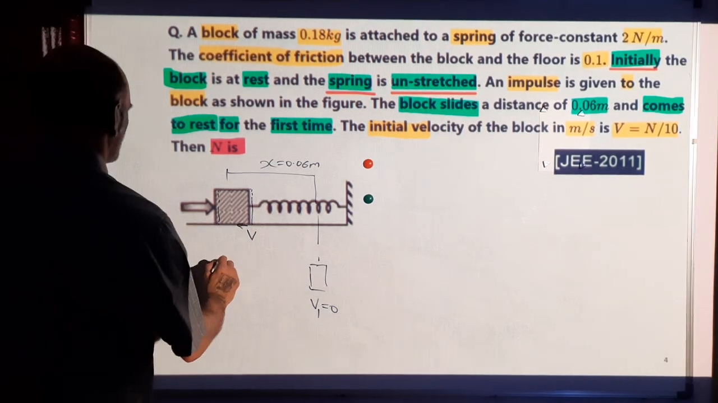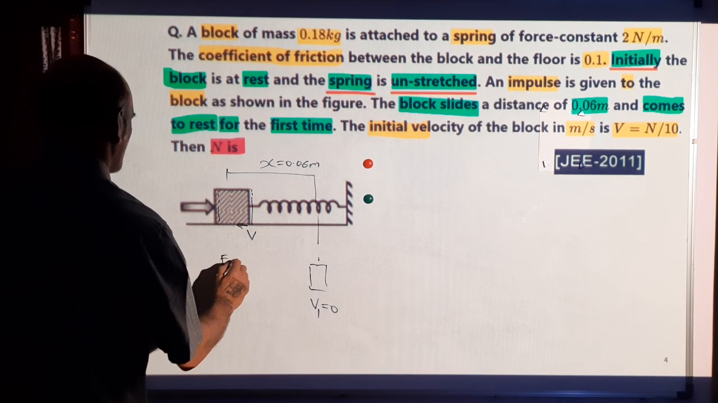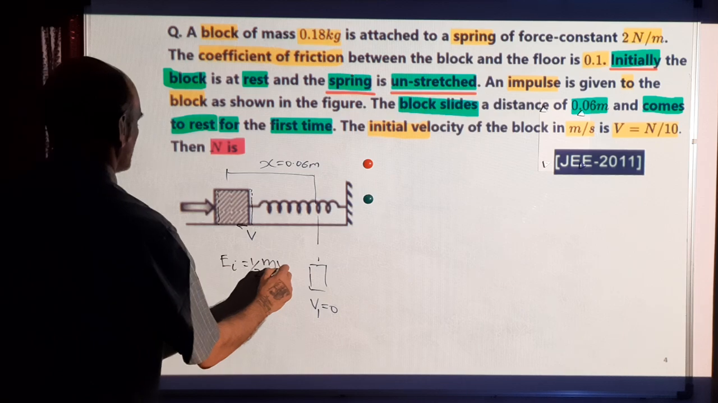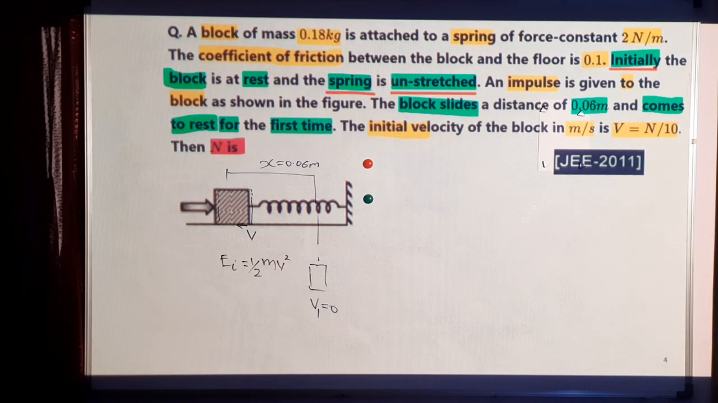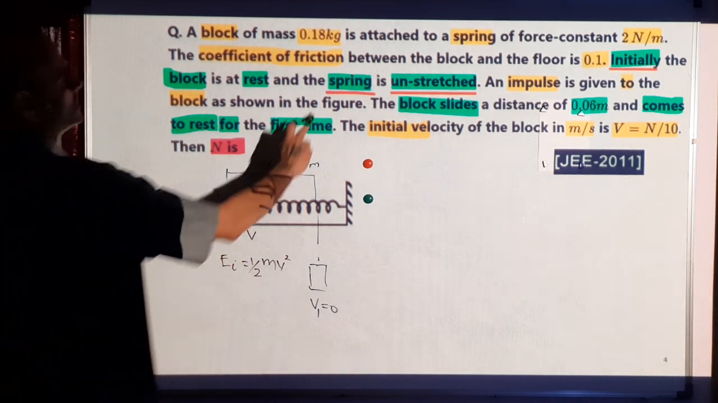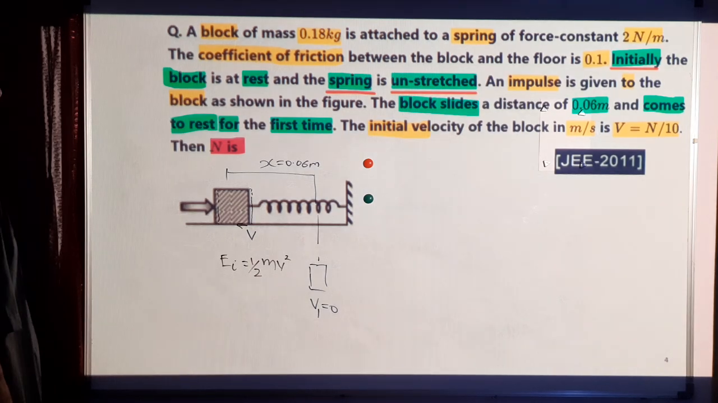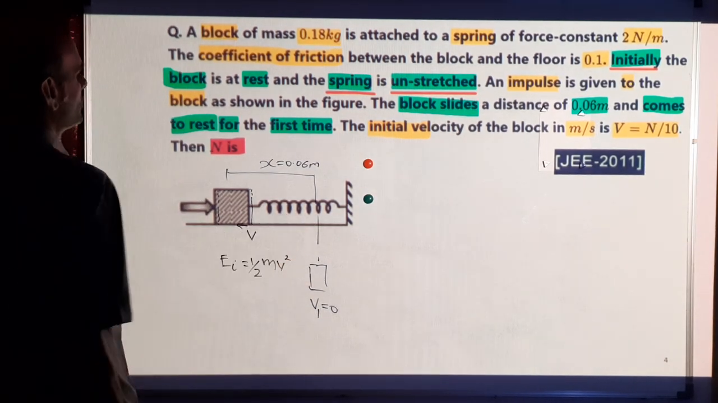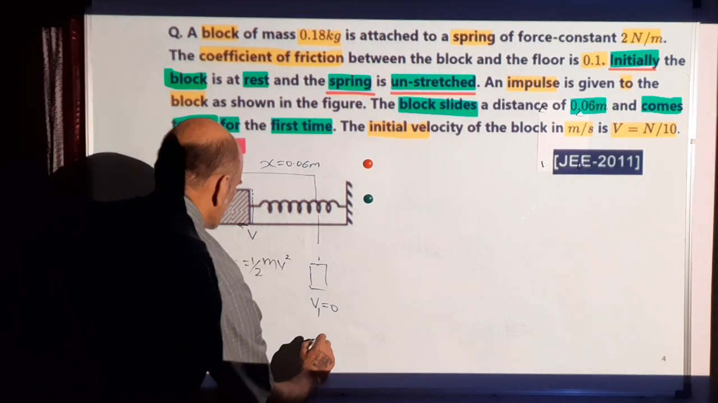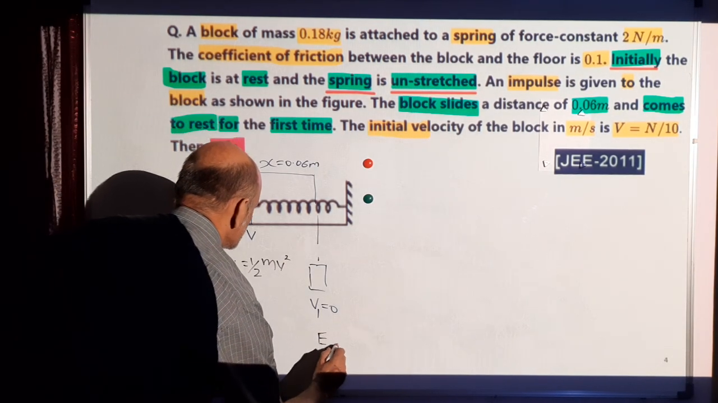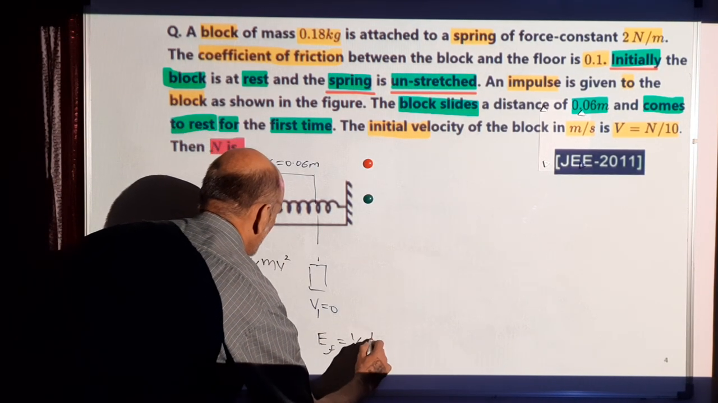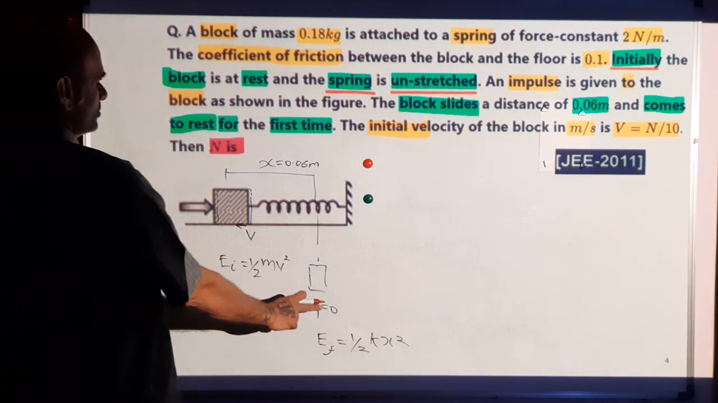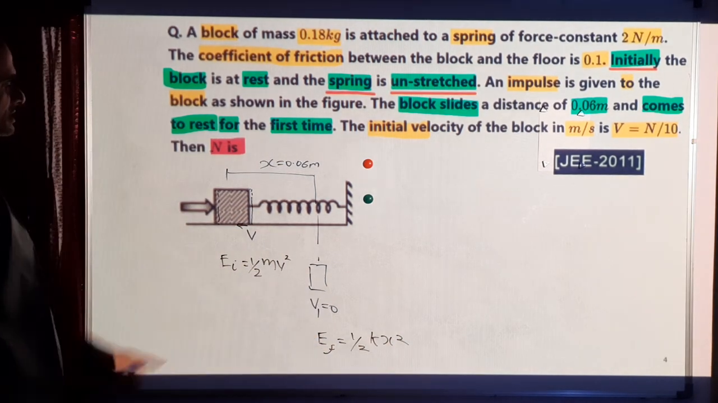So the initial energy of this block is the kinetic energy, which is half mass of the block times v square. There is no other form of energy. Initially the spring is unstretched, so the energy stored in the spring is 0. In this portion, the spring has got compressed by an amount x. So the final energy of the system is the energy stored in the spring, half k x square, where x is 0.06. And the kinetic energy of the block in this final portion is 0 because velocity is 0.